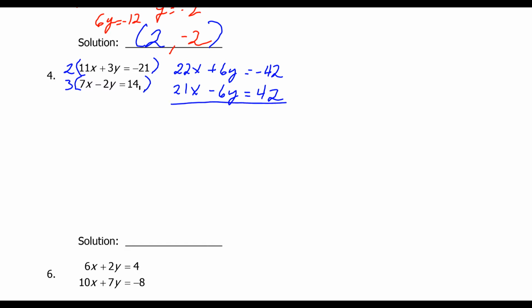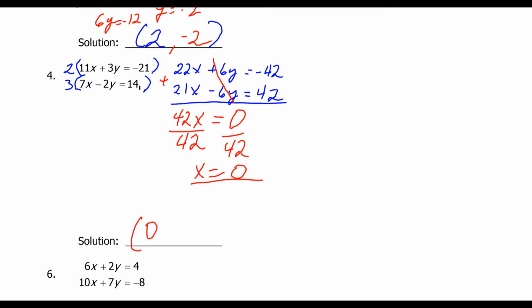Okay, and just like before, I'm going to add these two equations together. Now, 22x plus 21x is going to give me 42x. Okay, and just like before, our y's are going to cancel, and we're going to be left with negative 42 plus positive 42, which is going to be 0. Okay, we divide each side of this by 42, and when you divide 0 by anything, the correct answer is 0. Okay, so we know that x on this one is going to be 0.